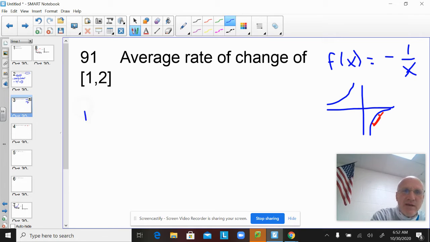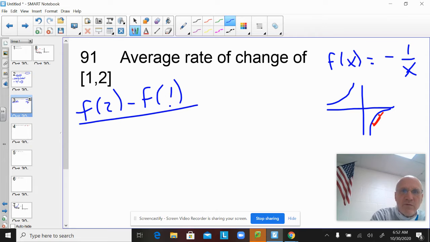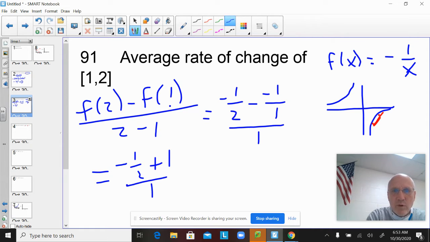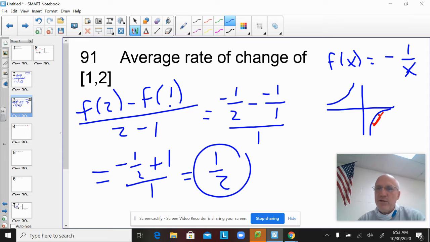So this is still f of 2 minus f of 1 over 2 minus 1, which is negative 1 over 2 minus negative 1 over 1 all over 1. Got to be careful with all those negative signs. That's negative 1/2 plus 1 over 1. That's just 1/2. Average rate of change from 1 to 2 is 1/2. Slope of that line would be 1/2.